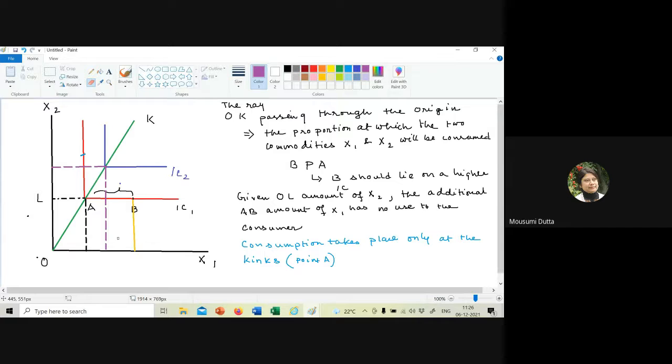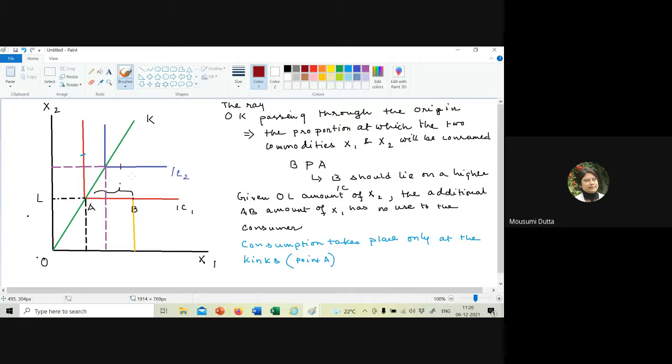Any other question? Yes, ma'am, I had a doubt. Ma'am, on the curve IC2, suppose there is another point D which is not located at the kink, then would we prefer A or would we prefer D? No, there is no question of preferring. I'm just marking first. You are talking about a point like this.